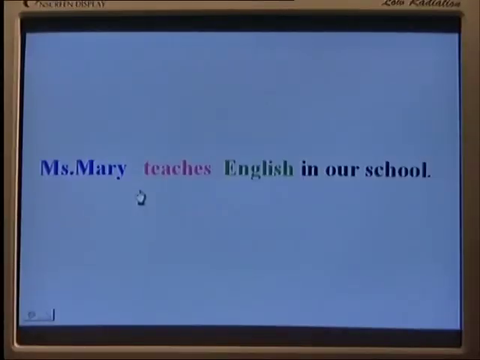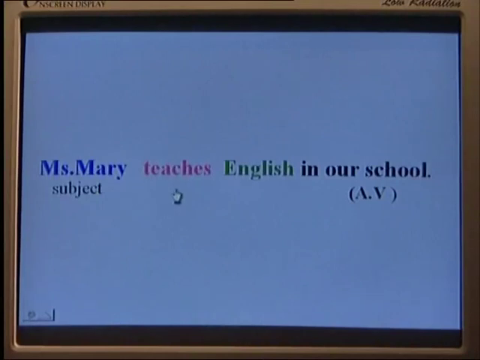Okay. So, you should know what is active voice first of all. So, look at the first sentence here. Miss Mary teaches English in our school. What is the work here? Teaching. And who teaches? Miss Mary. So Miss Mary is the subject. When the sentence begins with the subject, the doer, then it is said to be in active voice. Which word is the doer here? Miss Mary. So the doer is the subject.